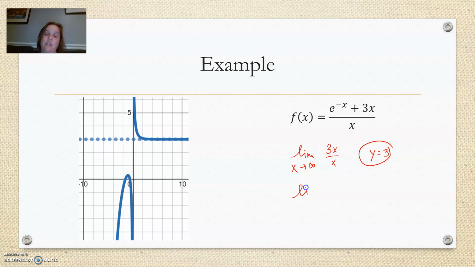And then if I go out in the other direction, I have the limit as x goes to negative infinity of e to the negative x over x, and that would be a negative number because e to the negative x would be positive, but x would be negative if I'm going out to negative infinity. But I have a higher degree in the exponential function, it is growing much faster than the y equals x function, so there is no asymptote in this direction.